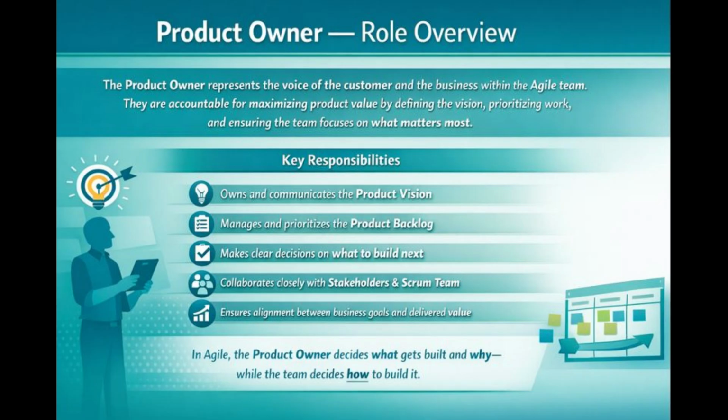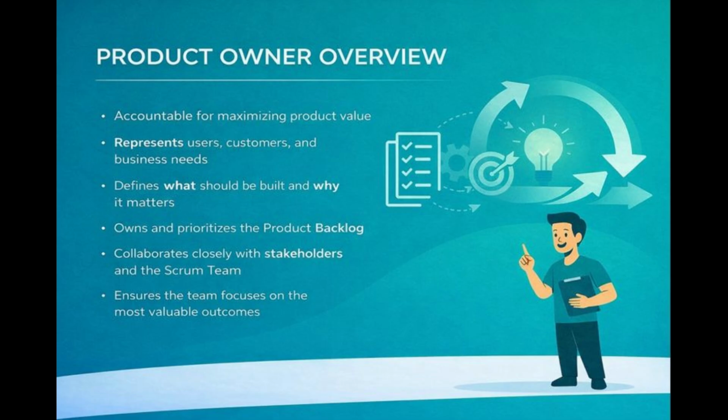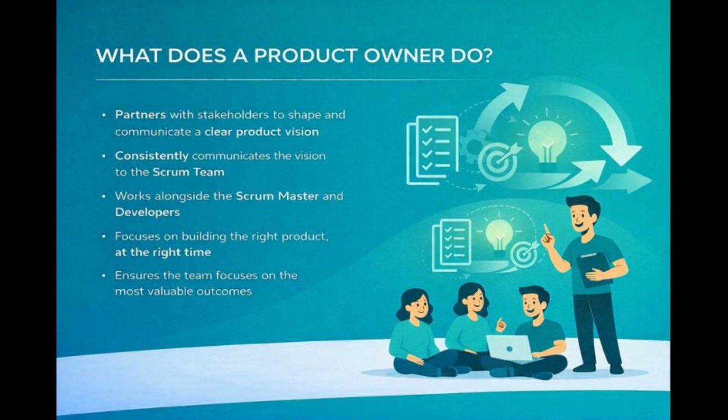Let's dive into the details of the product owner's role in Agile methodology. Alongside the Scrum Master and developers, the product owner is a core role within Scrum. Their focus is not on how the work is done, but on ensuring the team is building the right thing at the right time.